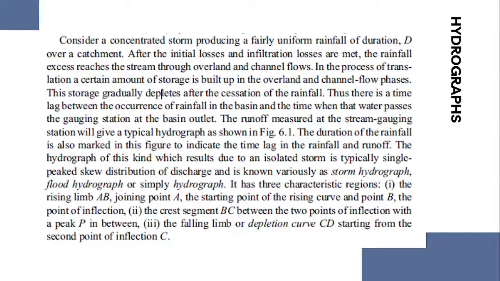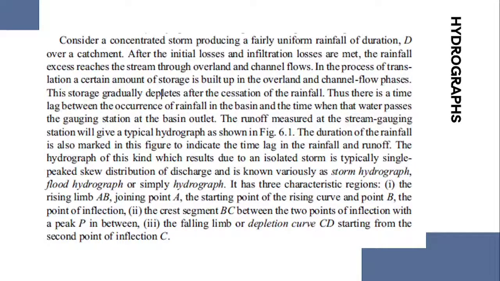In the process of translation, a certain amount of storage is built up in the overland and channel flow phases. This storage gradually depletes after the cessation of the rainfall, or after the rain stops. Thus, there is a time lag between the occurrence of rainfall in the basin and the time when that water passes the gauging station at the basin outlet. The runoff measured at the stream gauging station will give a typical hydrograph as shown in figure 6.1, which I will show in the next slide.